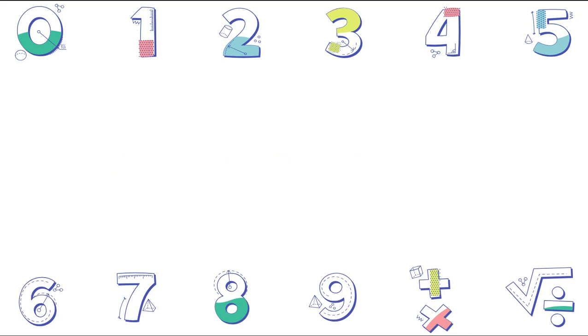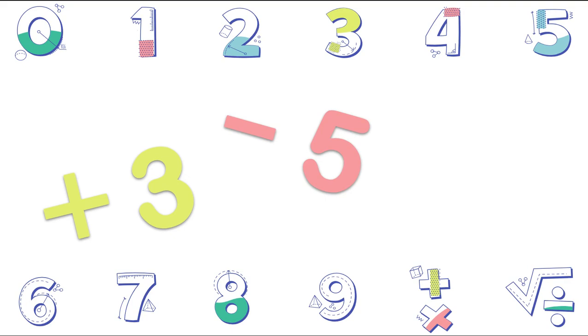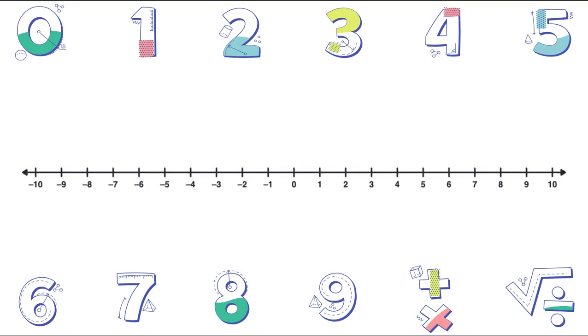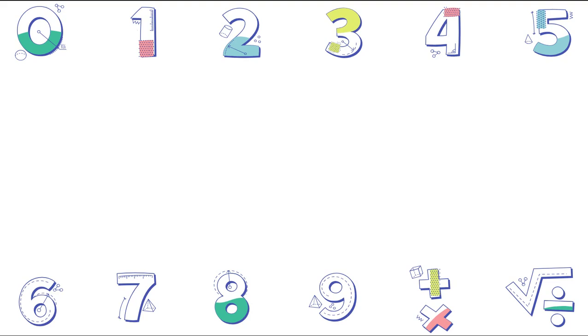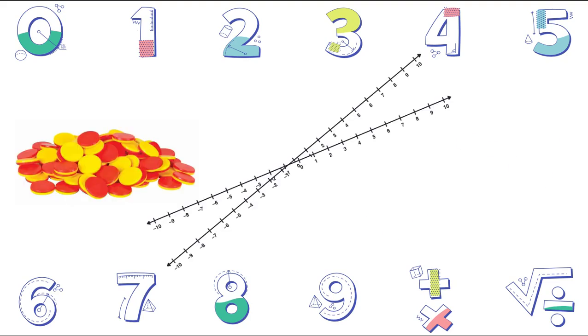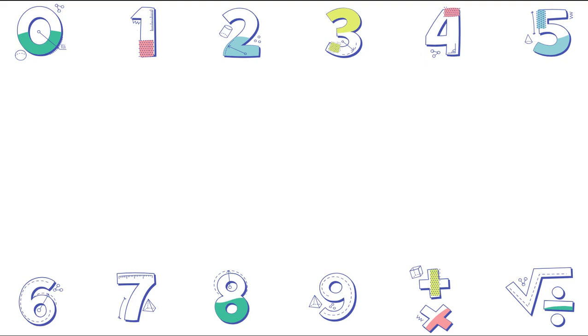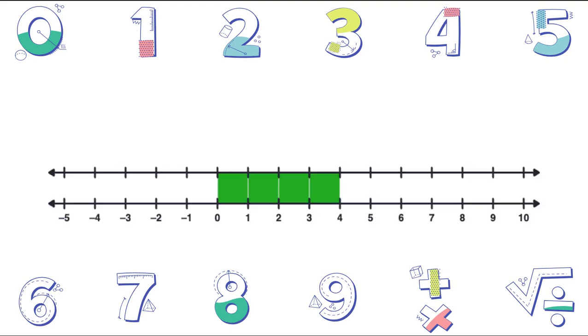An integer is a whole number that can be positive, negative, or zero. Positive integers are greater than 0, negative integers are less than 0. We can represent integers with counters, number lines, and numbers. An integer's magnitude is the same as its distance from 0 on the number line.